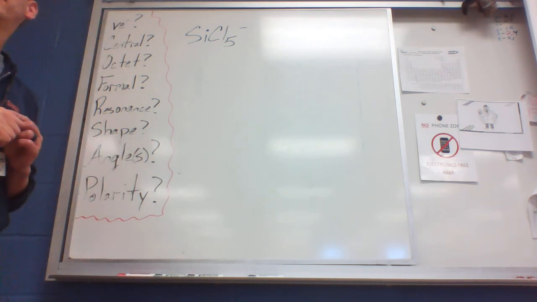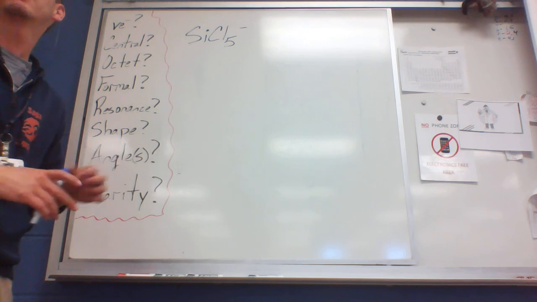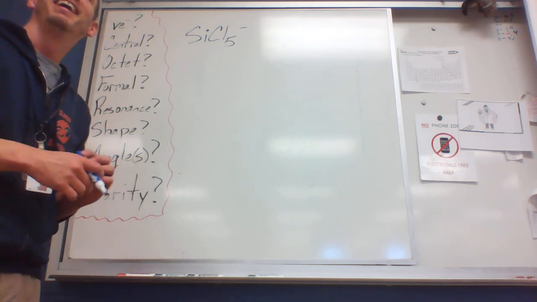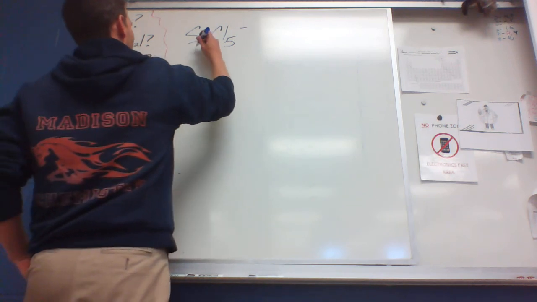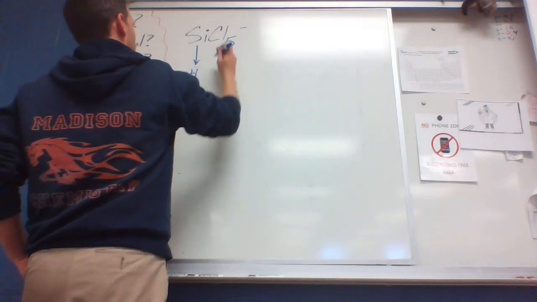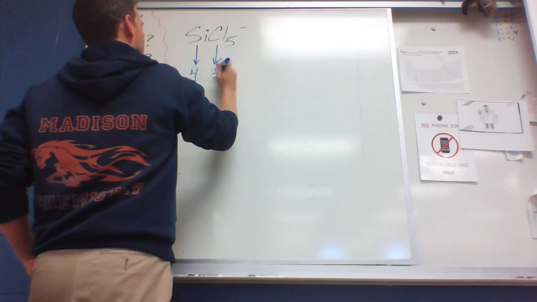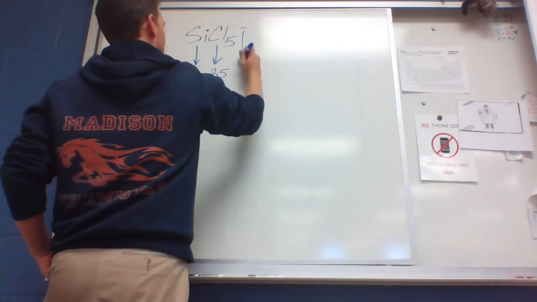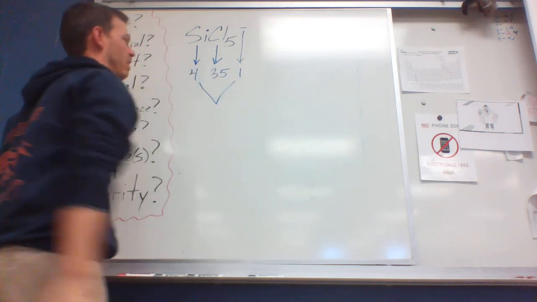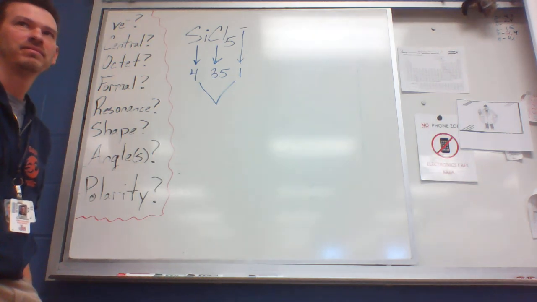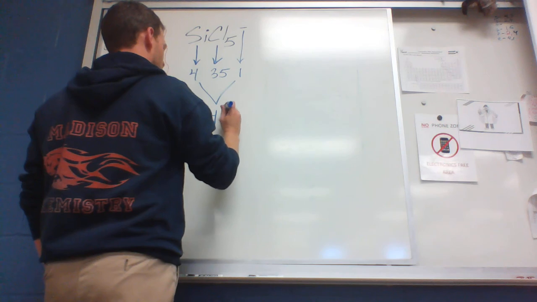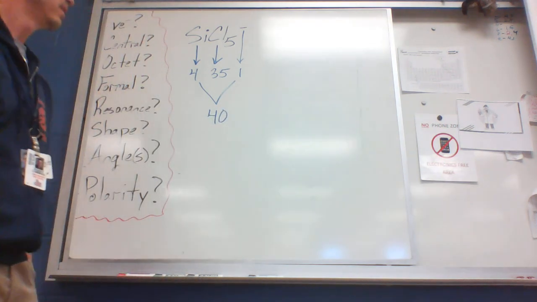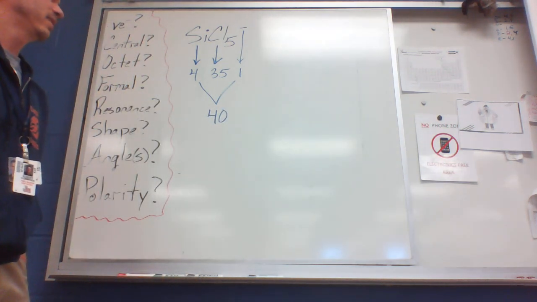All right. Is anybody bored yet? I get bored doing this over and over again. Here we go. We need a valence count. Silicon gives us 4. 5 chlorines gives us 35. That negative symbol gives us 1. All right, 40.